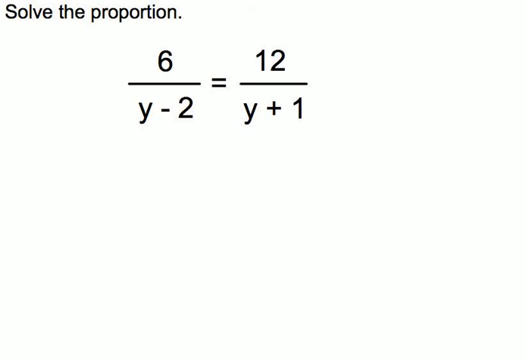In this podcast, we will solve a proportion. This proportion contains algebraic expressions. Anytime you solve a proportion, you want to cross multiply. When you cross multiply in a proportion, those products, those answers you get from doing that multiplication, are equal.